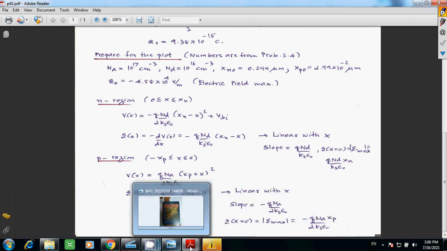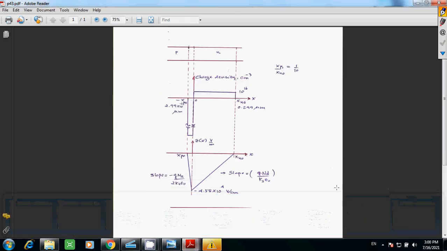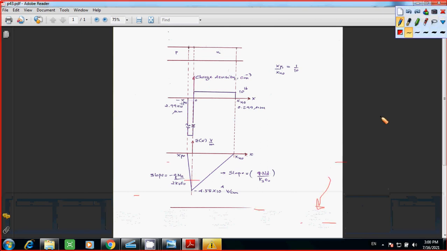Now let's go to the plot. Okay, this is the P region and this is the N region. And for the charge density, you know that for ND, that's 10 to the 16, and for your NA, this is 10 to the 17th. And you have xp0 at 2.99 times 10 to the negative second micrometer, and xn0 is at 0.299 micrometer.